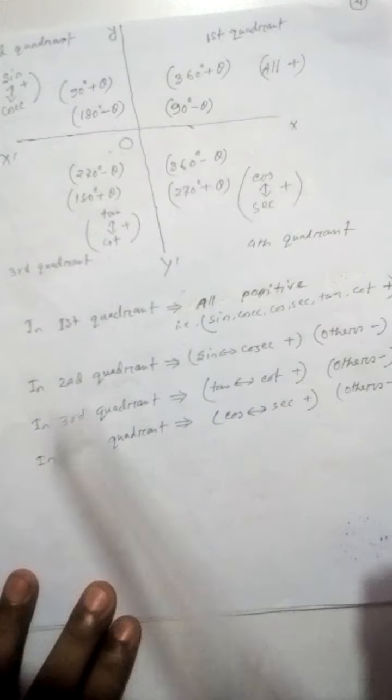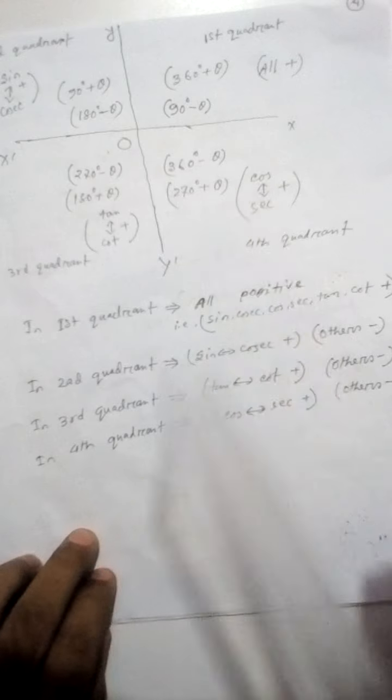In the first quadrant all trigonometric functions are positive, that is sin, cos, sec, cosec, tan, cot are positive. In the second quadrant, sin and its inverse cosec are positive, otherwise negative. In the third quadrant, tan and its inverse cot are positive, otherwise negative. In the fourth quadrant, cos and sec are positive, otherwise negative.